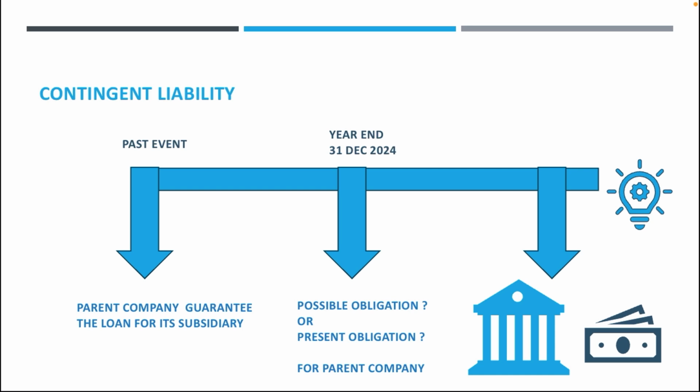So the existence is confirmed by some future uncertain events, not in control of the entity. I am not in control. Whether my subsidiary will default is its own matter. I have no control. Right now, I'm not obliged. I'm only possibly obliged. This liability is confirmed by a future uncertain event. That uncertain event could be a default by the subsidiary or it could be no default by the subsidiary. So today, I am not obliged. It will only be a liability in future. Right? So this is a perfect example to explain the definition of a contingent liability.